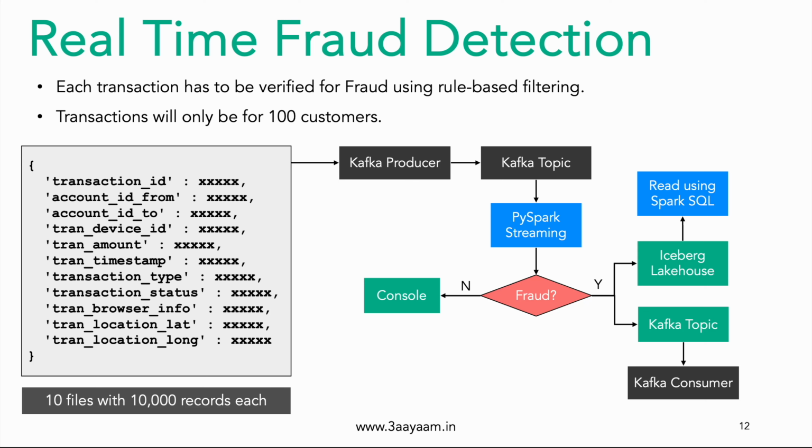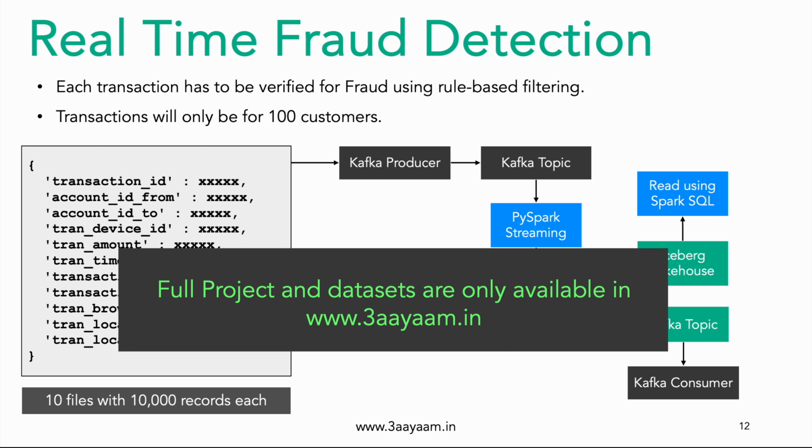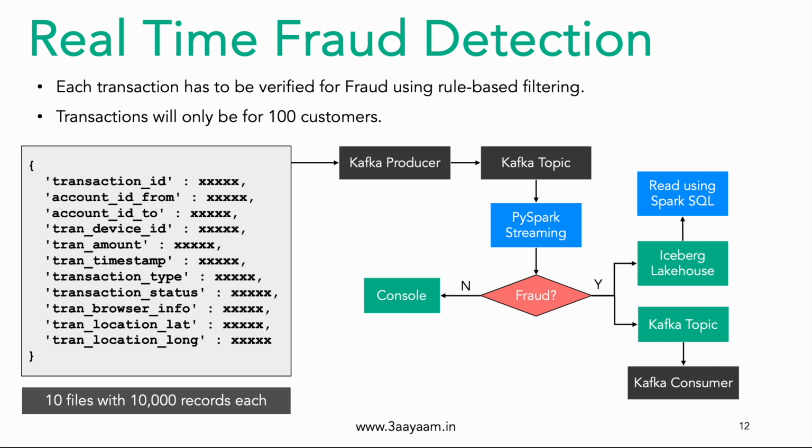This is the final part of the project where you have to do actual real-time fraud detection. To do that, you'll have to verify each transaction for fraud using rule-based filtering. Typically, it is done using machine learning, but in some cases, rule-based filtering also works, wherein you are using, let's say, a distributed processing system like Spark.